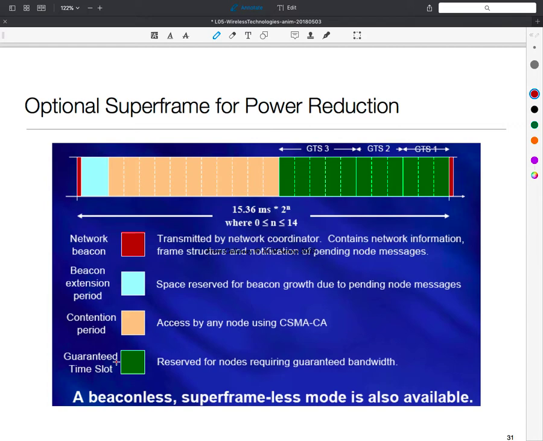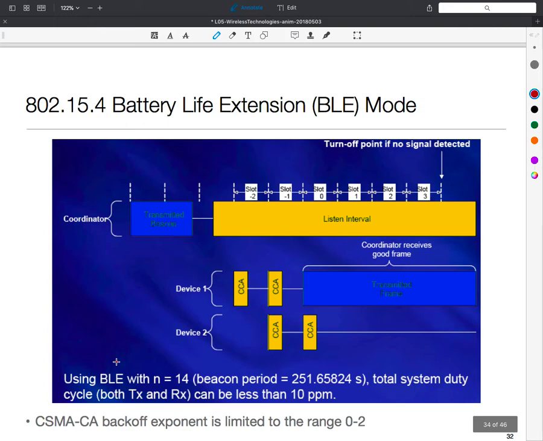So during this time, you may try, the channel may be busy, you may have to back off and take your turn next time. So the green one is guaranteed, and the creamish one is not. So it tries to support both kinds of traffic. If you have acoustic traffic or sensor traffic, you might put it in one; on the other hand, if you have delay tolerant traffic, you would put it in the other category. That's how it's designed. And then an additional mode it has is something called battery life extension mode.